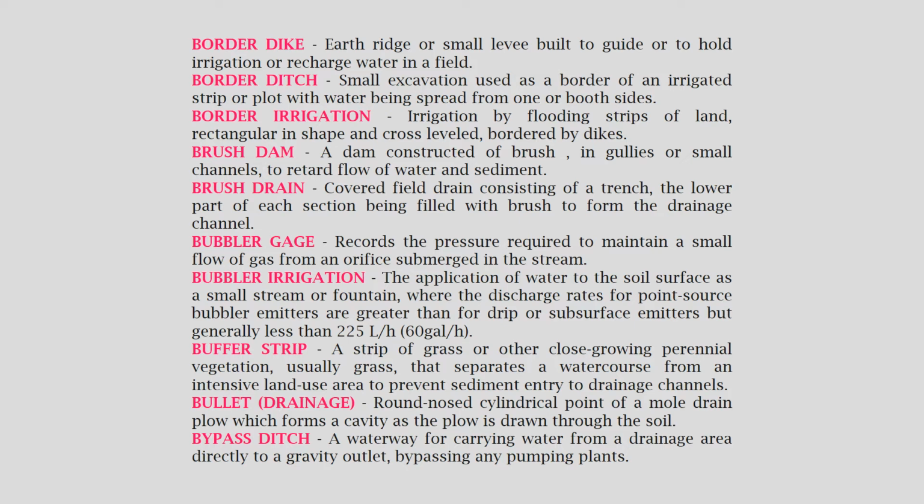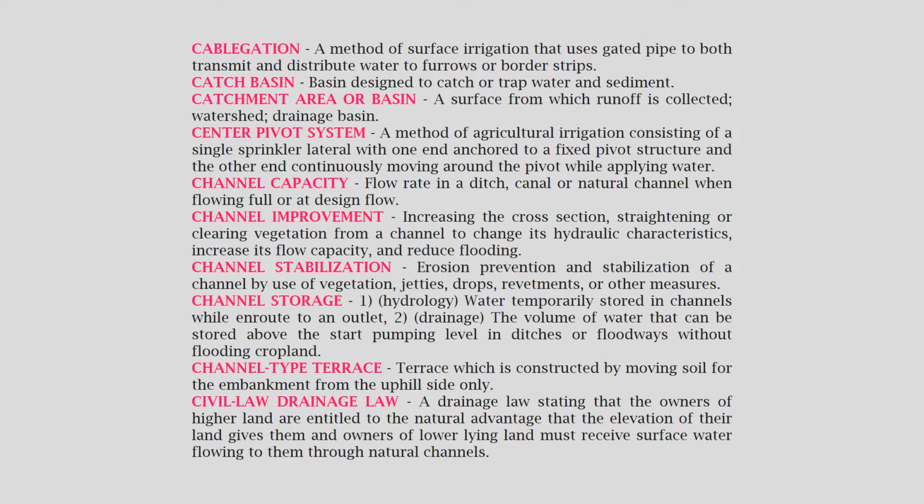Bullet, round-nosed cylindrical point of a mole drain plow which forms a cavity as the plow is drawn through the soil. Bypass ditch, a waterway for carrying water from a drainage area directly to a gravity outlet, bypassing any pumping plants. Cablegation, a method of surface irrigation that uses gated pipe to both transmit and distribute water to furrows or border strips. Catch basin, basin designed to catch or trap water and sediment. Catchment area or basin, a surface from which runoff is collected, watershed, drainage basin.